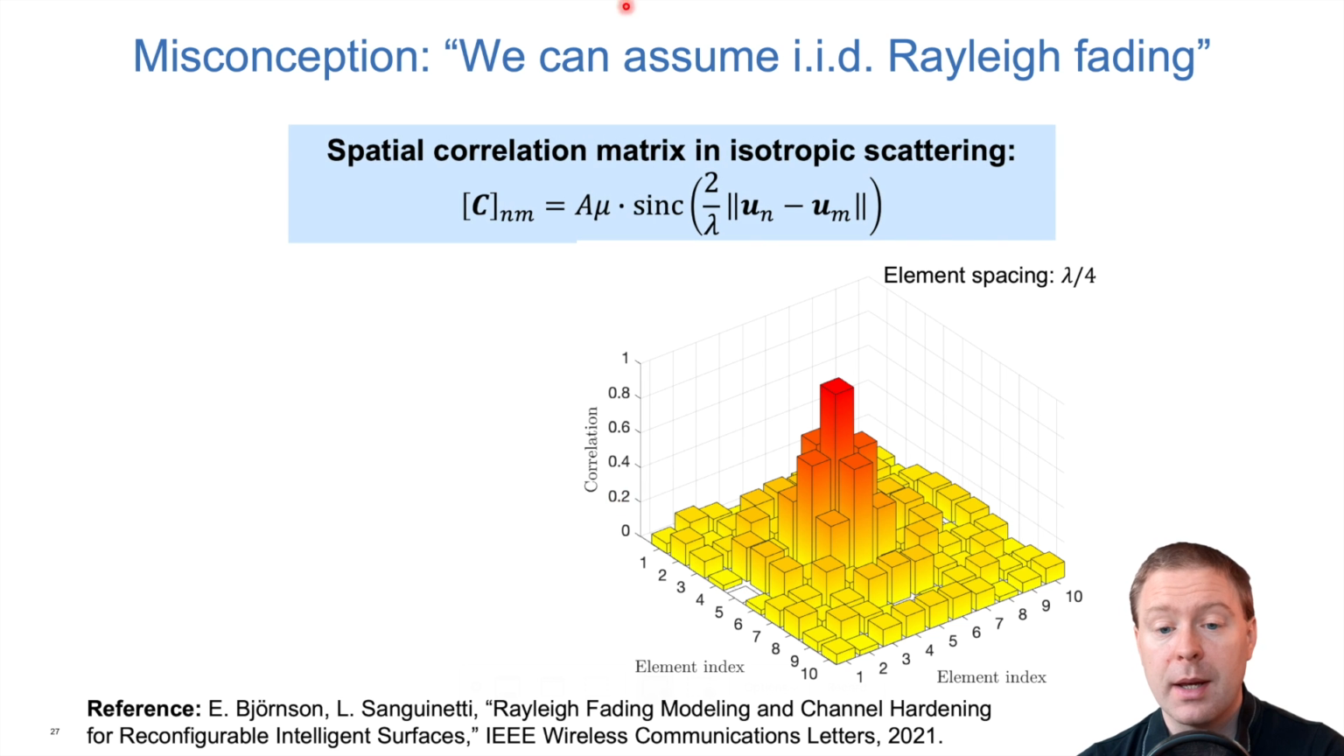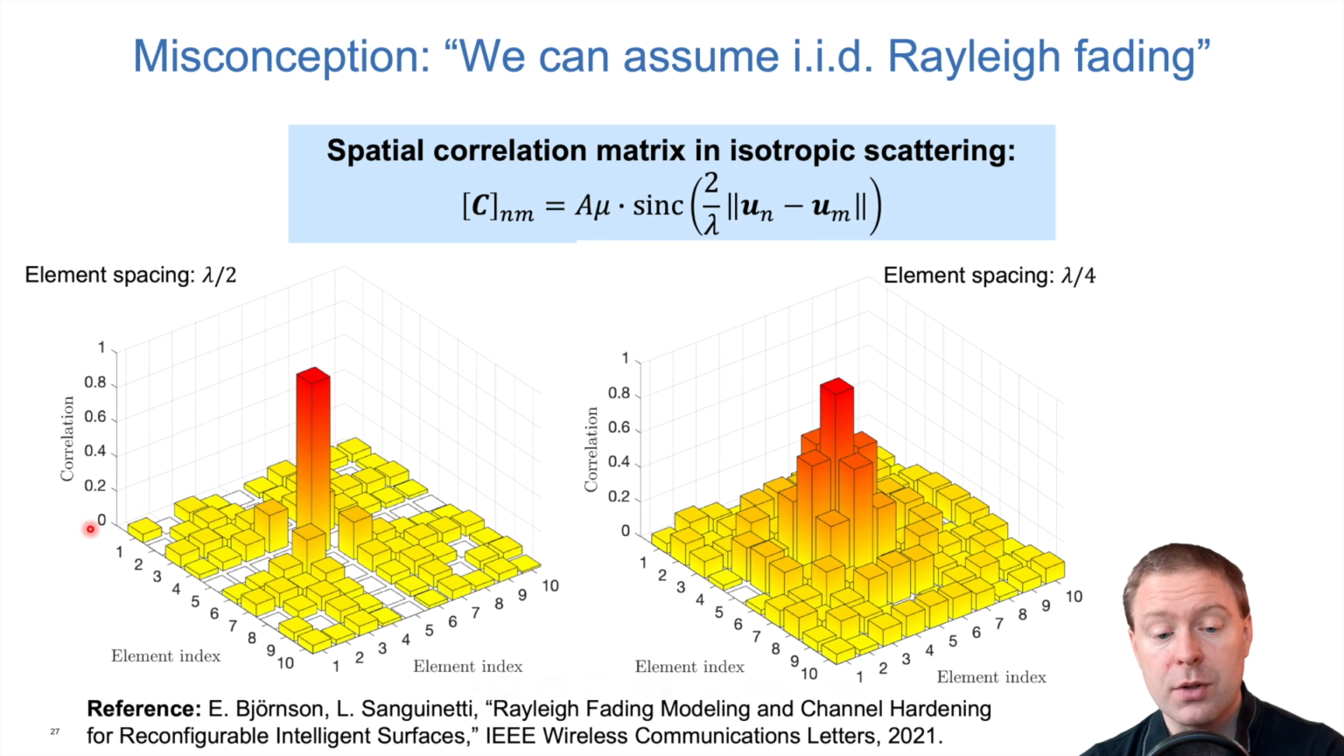If we then consider this description, we see that the sinc function is 2 divided by lambda times the distance between them. So no correlation only happens when the elements are precisely half a wavelength apart. And if that happens horizontally and vertically, like I'm showing here, when I'm increasing the element spacing to lambda over 2, then we see that on the same row and in the same column as this antenna on the 5th row and column, we have no correlation.